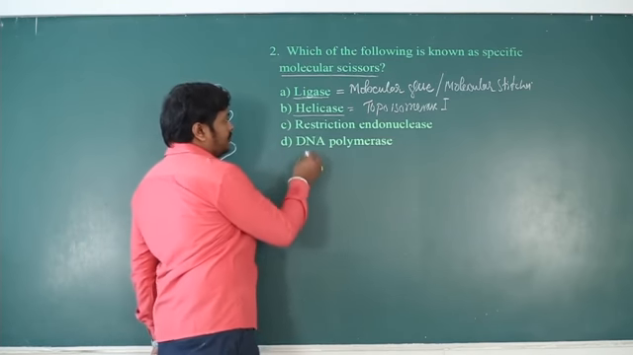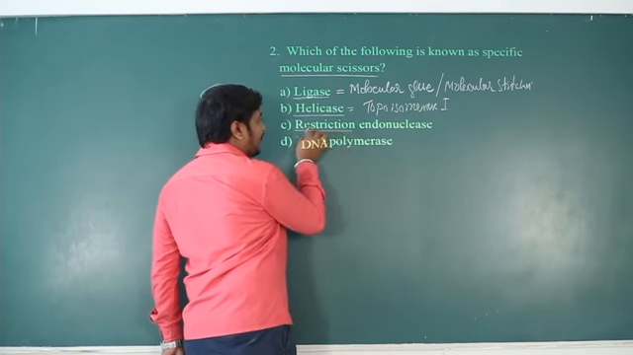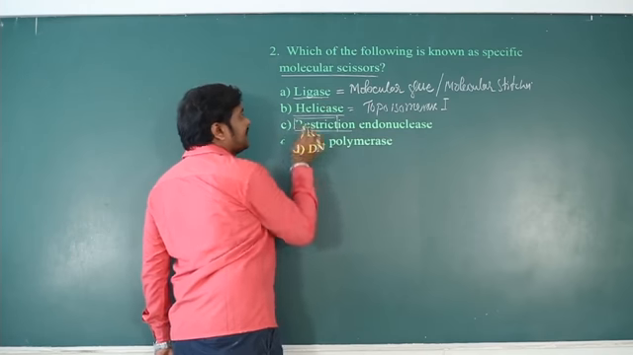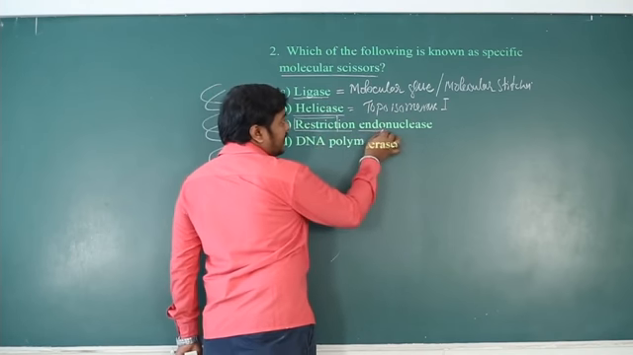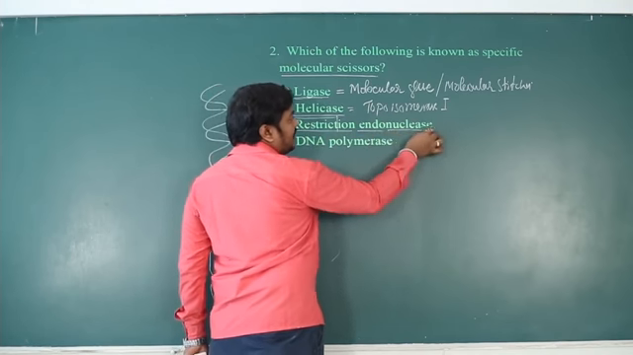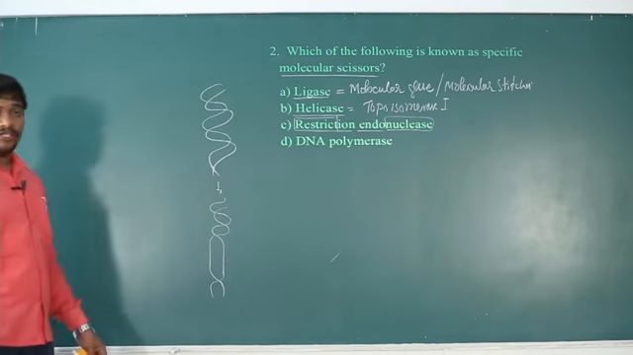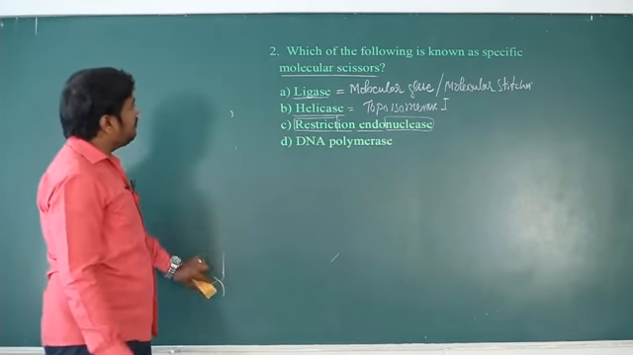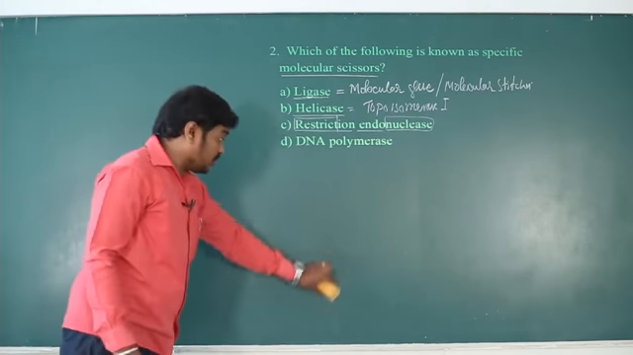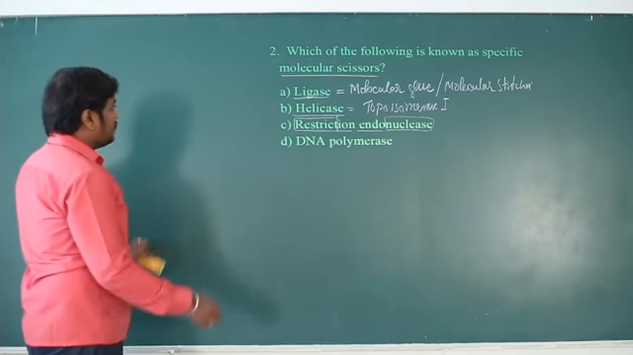Then restriction endonuclease. They restrict something, and they act inside the nucleus, related to nuclease or to DNA, so it is called a restriction endonuclease. So why the name restriction endonuclease? What do they restrict?